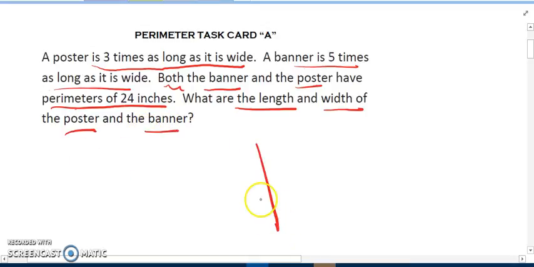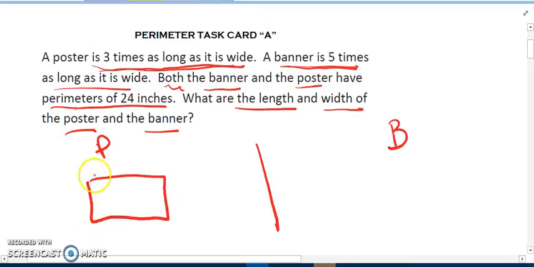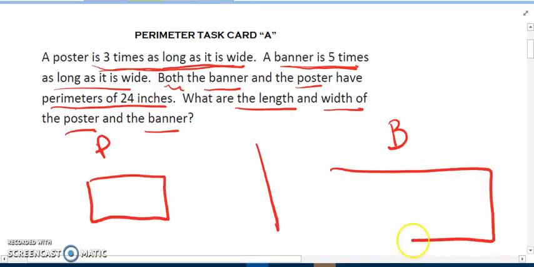So let's start off by dividing our paper in two. We have a poster model and a banner model. And let's think, the poster is 3 times as long as it is wide, and the banner is 5 times as long. So I know the banner is going to be bigger than the poster. So I'm going to make that picture a little bit bigger.